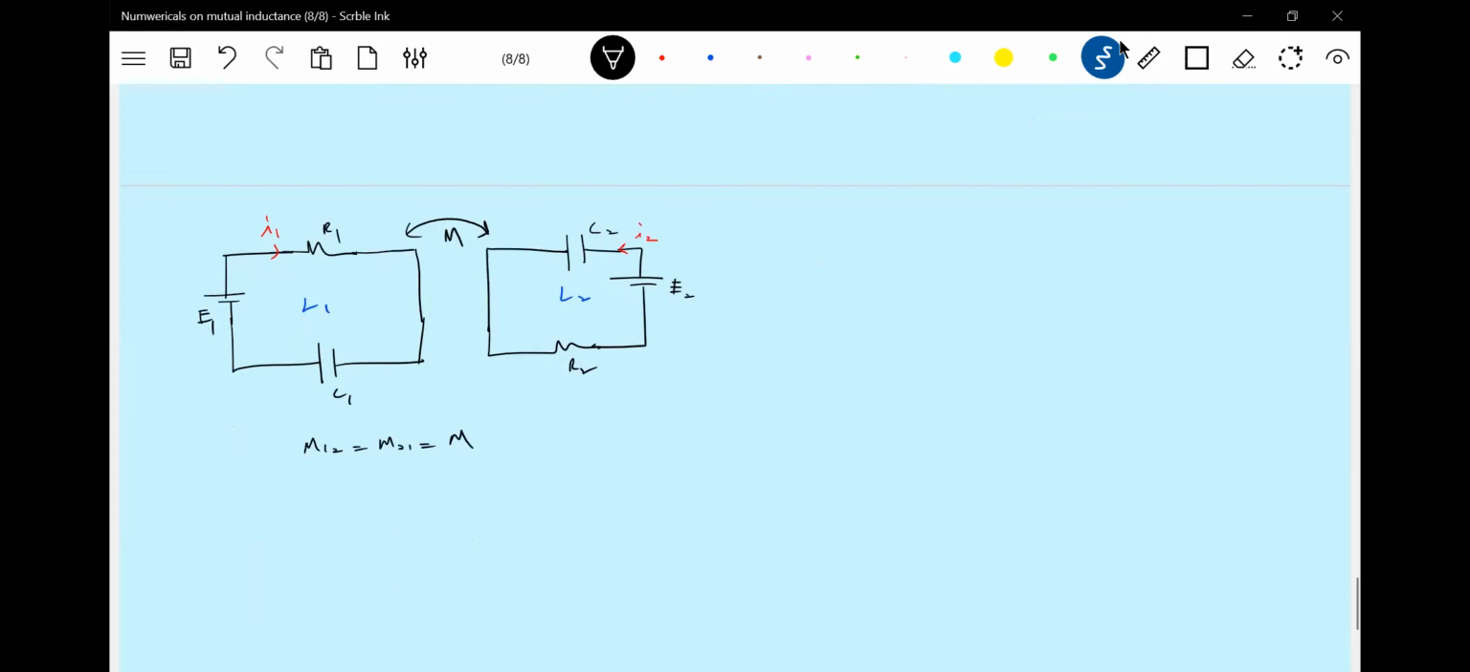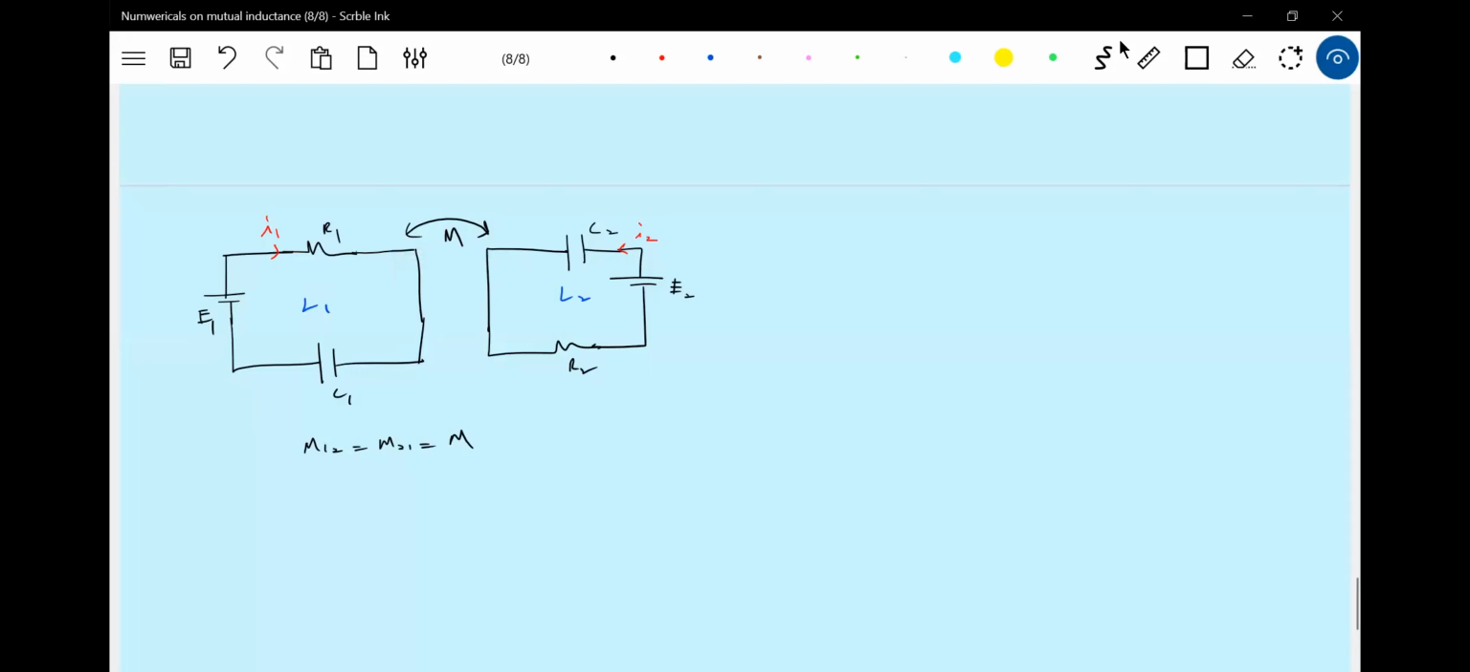Let's take this one. Let M be the mutual inductance. M12 is equal to M21. They're assumed like this. Let I1, I2 be the current flowing. So let's write the KVL equation for this. Along with this cell, there's also a resistor, capacitor, and inductance. Now there will be mutual inductance between them, so we have to write the equation for the flux linking.